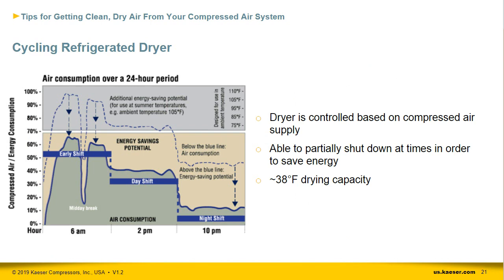Cycling dryers, on the other hand, are aware of the compressed air supply and are able to activate or deactivate accordingly. This allows them to create energy savings while still providing a reliable dew point comparable to that of a non-cycling dryer. In comparison, cycling dryers can save up to 50% energy against a non-cycling dryer depending on the profile of the compressed air demand.